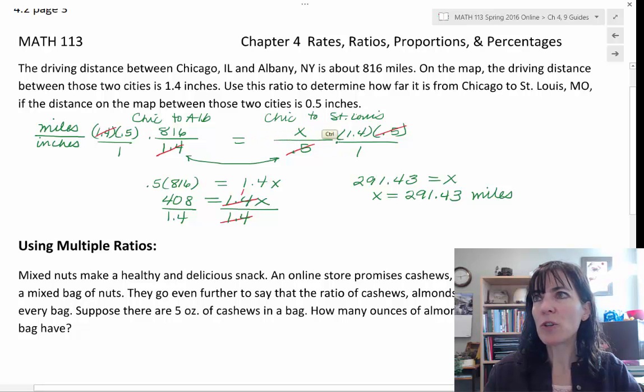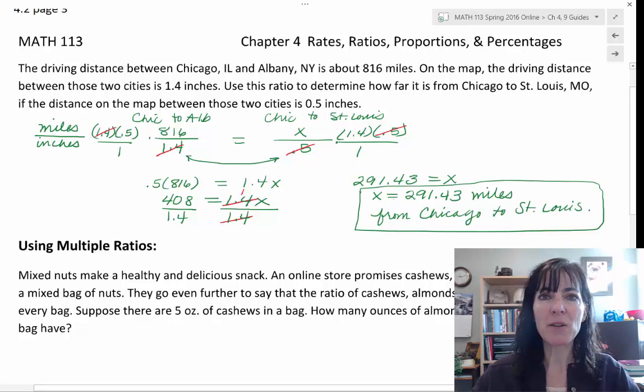And I also wrote Chicago to St. Louis up above, so I know it's 291.43 miles from Chicago to St. Louis. And that's using map scales to help you figure out the distance between two cities.